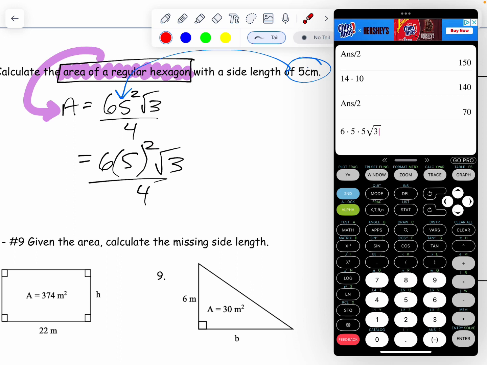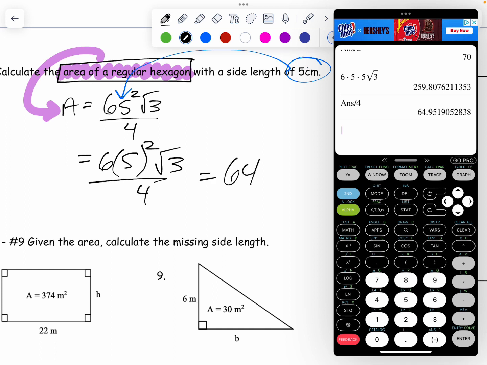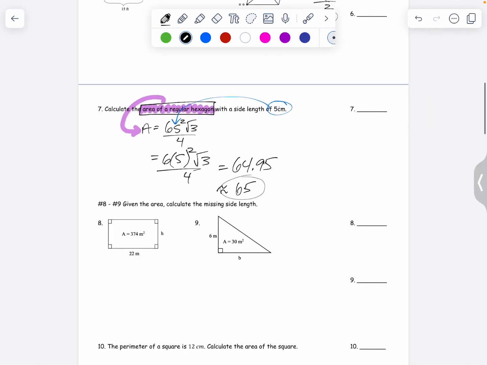You can write 5 caret 2. The little caret is the arrow symbol that indicates exponent. Make sure that you check in with one of us if you don't know how to type this. But this is the numerator, and then I can't forget to divide this thing by 4 at the end. So I get 64.95, or rounding it to 65. Okay, so there's the area of the regular hexagon.